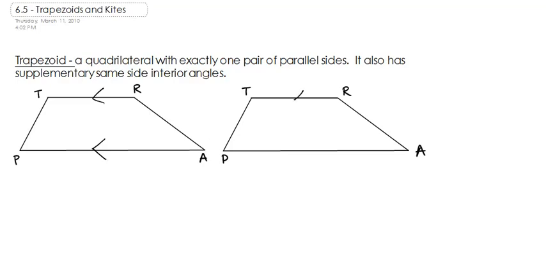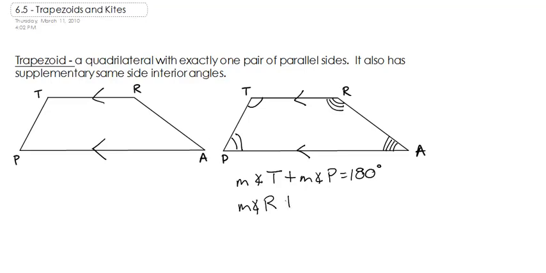If you remember, whenever you have parallel sides, same-side interior angles are angles that are on the same side of a transversal, like this one and this one, and they're inside the two parallel lines. If those two same-side interior angles are supplementary, the measure of angle T plus the measure of angle P has to be 180 degrees. Same thing on the other side. These two angles, angle R and angle A, are also same-side interior angles, so those two angles together have to add up to 180 degrees. Measure of angle R plus measure of angle A equals 180.